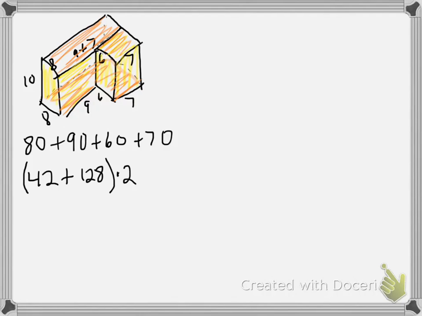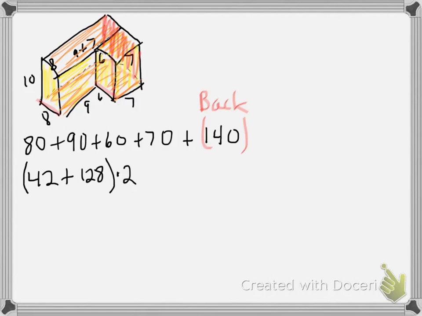Now the only other thing we still have to do is the back. So I'll color, I want to change that to red. I need to do this back here. Well, that back is the same as 8 plus 6, and then it's times 10. So that's 14 times 10. 14 times 10 is 140, and that's the back, red.